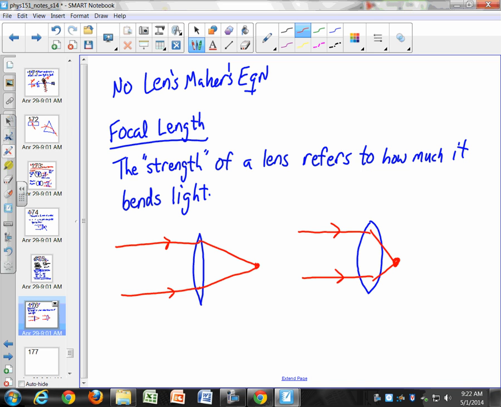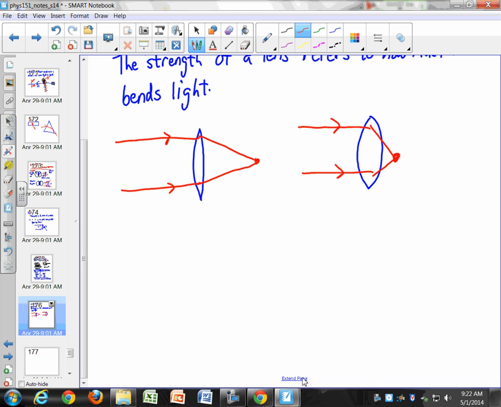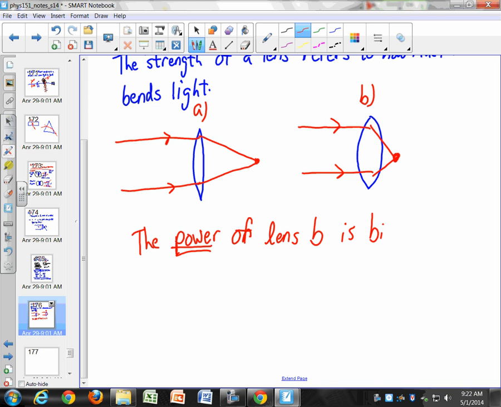So which of these is stronger, the one on the left or the one on the right? The one on the right has a higher strength. We call this the power, by the way. If I call these A and B, the power of lens B, and this is the term that we use, the power of lens B is bigger than A because it bends light more.